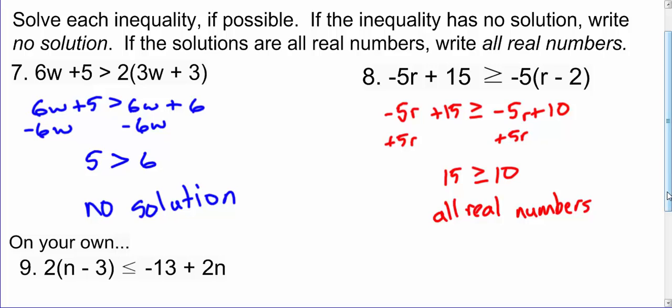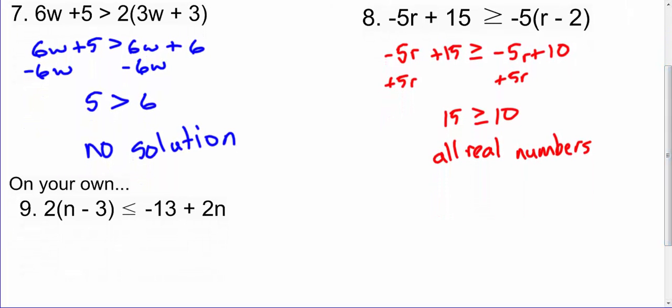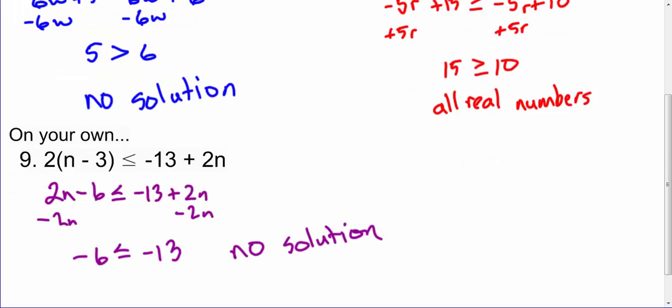All right, one last time, go ahead and pause the video and do this problem number 9 on your own. As you can see on number 9, I got no solution. Just to clarify what this means, when we get no solution, that means it doesn't matter what value you plug in for n, this simply cannot happen. 2 times n minus 3 can never be less than negative 13 plus 2n.